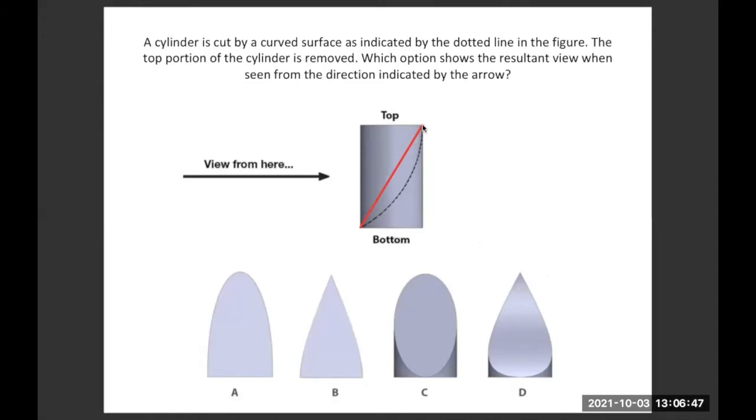The red line, when you cut diagonally, like slash diagonally from top to bottom along the red line, what you get is option C. Versus when you're cutting in a curved manner, what you get will be this option D. So in this case, the correct answer is option D. Just be clear that when you are cutting diagonally through a cylinder, what you get is an ovoid surface.